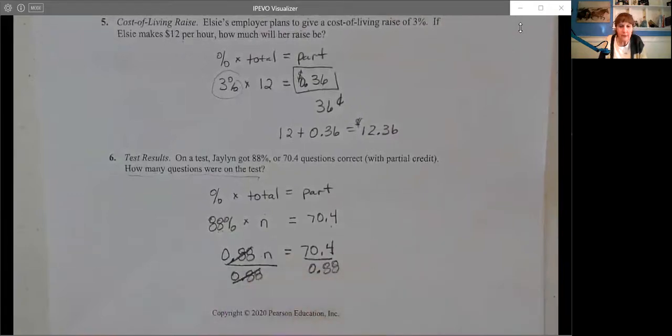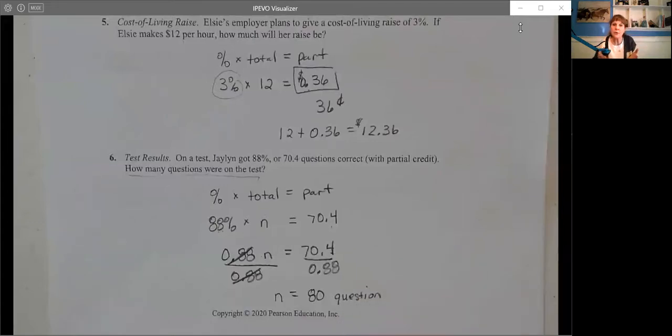So n represented the total amount on the test. I don't know why I was picking n, but it doesn't really matter. So then we take 70.4 divided by 0.88. I get 80. So there were 80 questions total on the test.